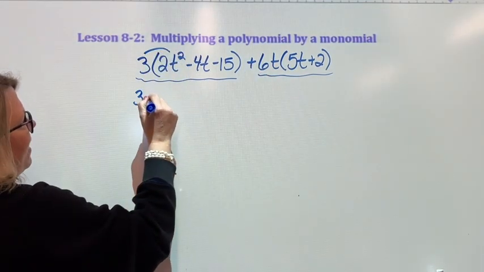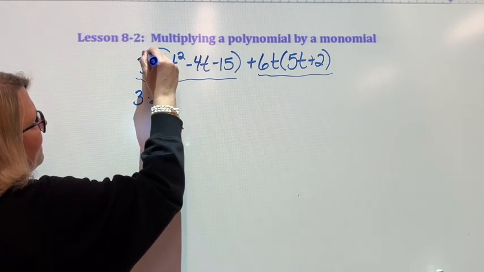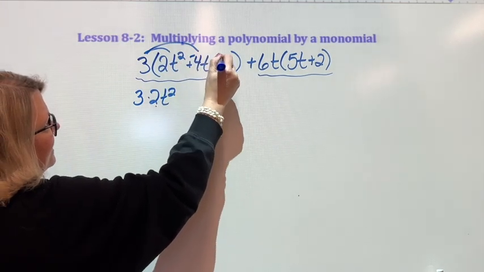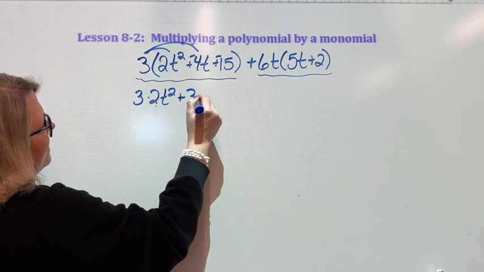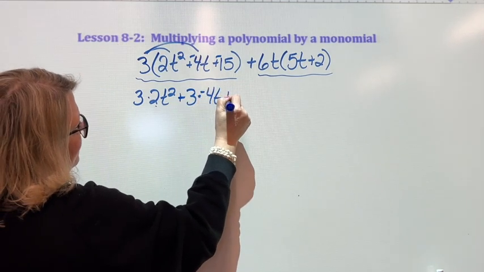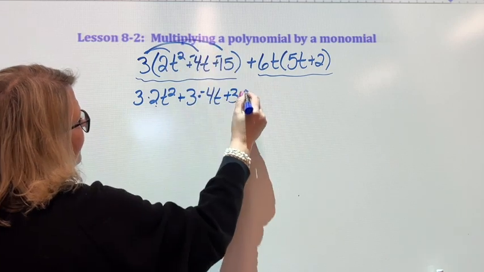So distributive property. Oh yeah, and change those signs if you need to, right? So plus 3 times negative 4t plus 3 times negative 15.